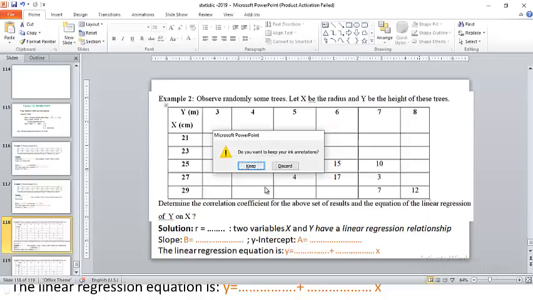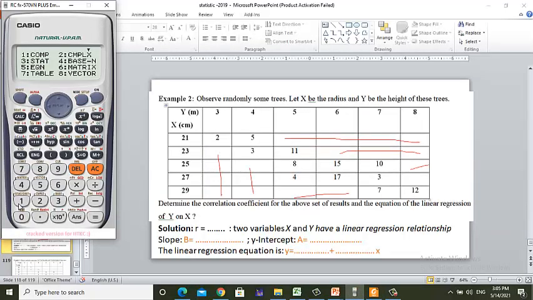So the way we do this, for example, x is 21, so I just write 21, and y is 3. The frequency here is 2. Then the next column, x is 21, y is 4, and the frequency is 5. Finish. So I finished the first row.